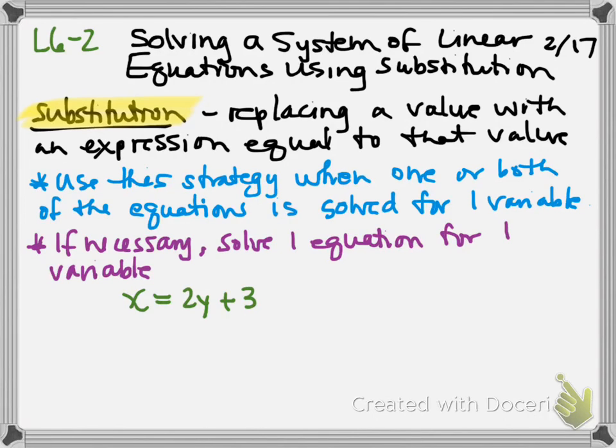What this is saying is that x has exactly the same value as 2y plus 3. So x and 2y plus 3 are interchangeable. If I see x, I can replace it or substitute in the 2y plus 3. And that's really all this process is, because I can't solve an equation that has two unknowns. The only way to solve an equation with two unknowns is to get the two unknowns down to one unknown, and substitution is one of those strategies.